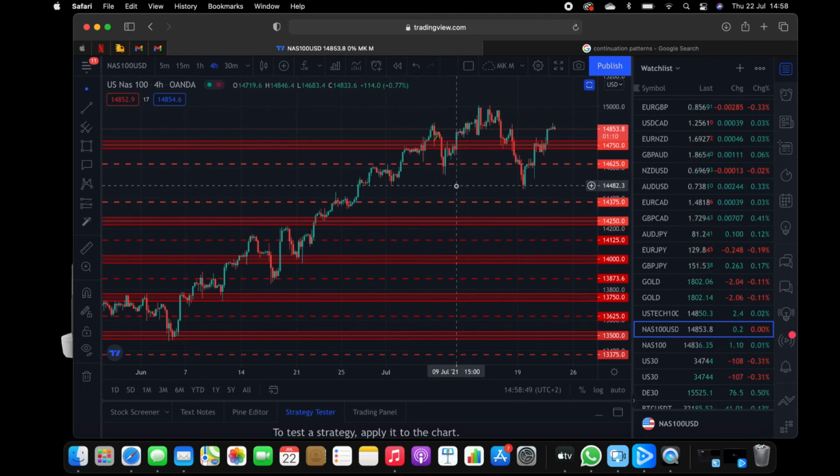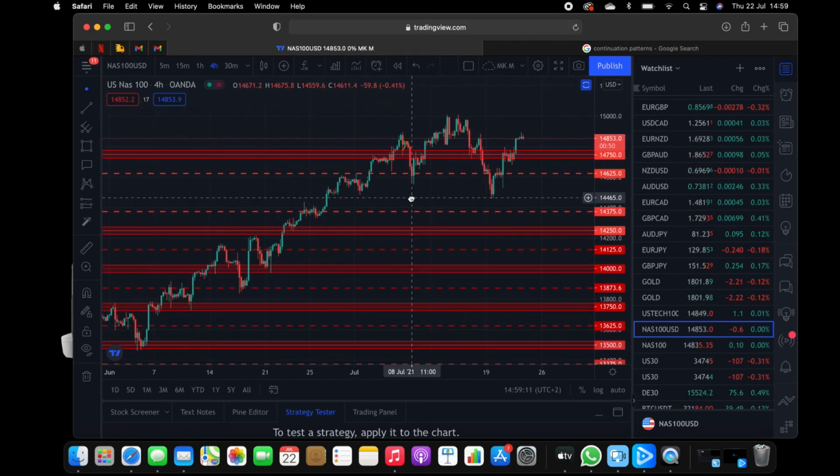Okay, so let's look for a zone. Remember, we have to look for what? A move in price, then a pause. After that pause, the market must push up or down, then we wait for a retest. So let's go on this one. Which one is a nicer one?